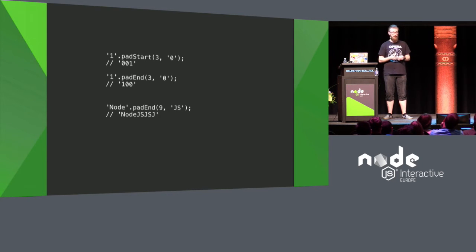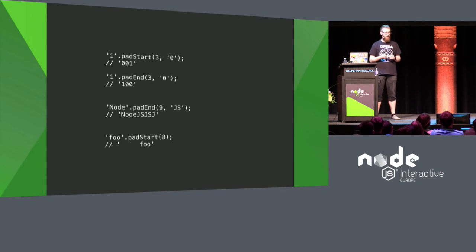You can use multiple strings, longer strings. So if you want to add something to "node" with JS and you want to have a length of 9, then it will become JSJSJnode. padStart can also be used without a second parameter, which then adds spaces. It could be very useful for tabular data if you want to have everything right aligned.